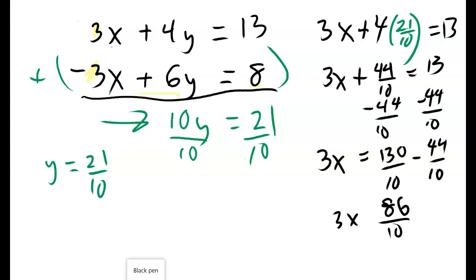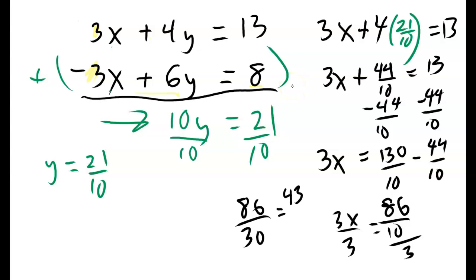That's 3x. When I divide both sides by 3, I get 86 over 30, which reduces. 8 and 6 is 14, 1 and 4 is 5. That doesn't divide by 3, but they both divide by 2. So I get 43 over 15. So y is 21 over 10, and x is 43 over 15.